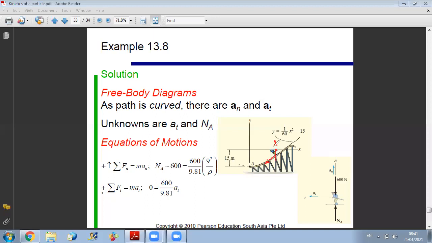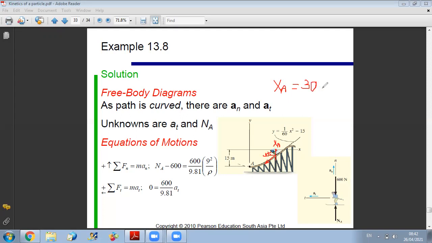Why? Because look, if you know x of A, how can you determine the direction of UT? Who will tell me? This is UT. Why, if you know x of A, will you be able to know the direction of UT? Let me give you an example. If I tell you x of A is equal to 30 meters, how can you find the direction of UT?